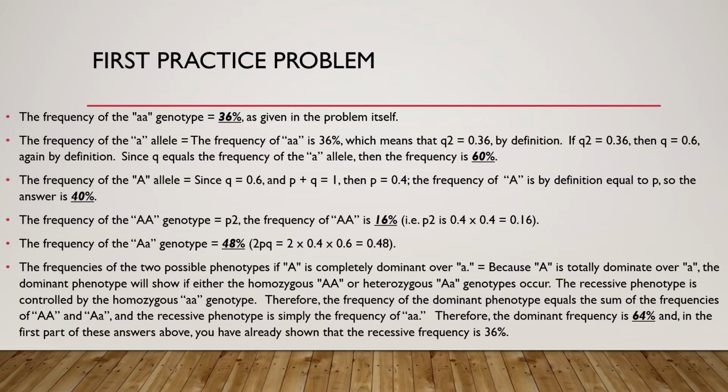Therefore, the dominant frequency is 64%, and in the first part of these answers above, you already showed that the recessive frequency is 36%. So what that paragraph says is basically, if having one dominant allele is going to give you the physical dominant expression, we know that the recessive expression is 36%, so we just take 100 minus 36, and we get 64% of the population is going to have the dominant physical phenotype characteristic.